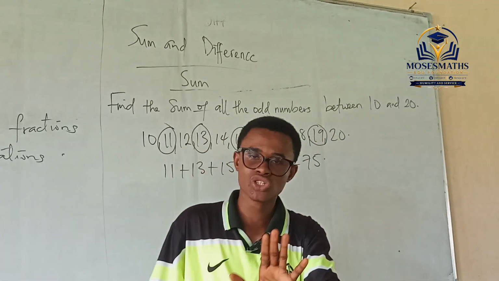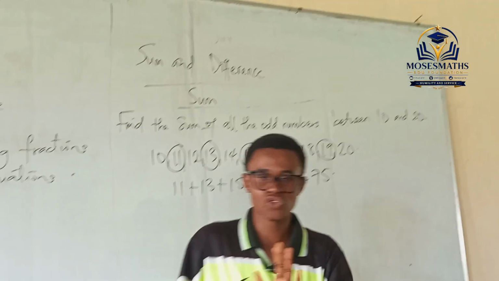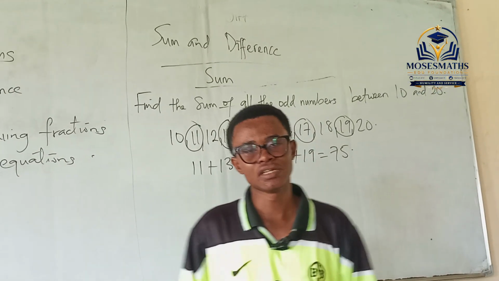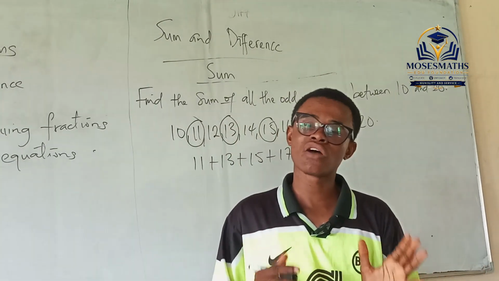So just understand the question. After understanding the question, you already know the procedure, what it has to do. Just do it and get your answer. So there's nothing difficult in it. So now, that is for sum. But when you come to difference.